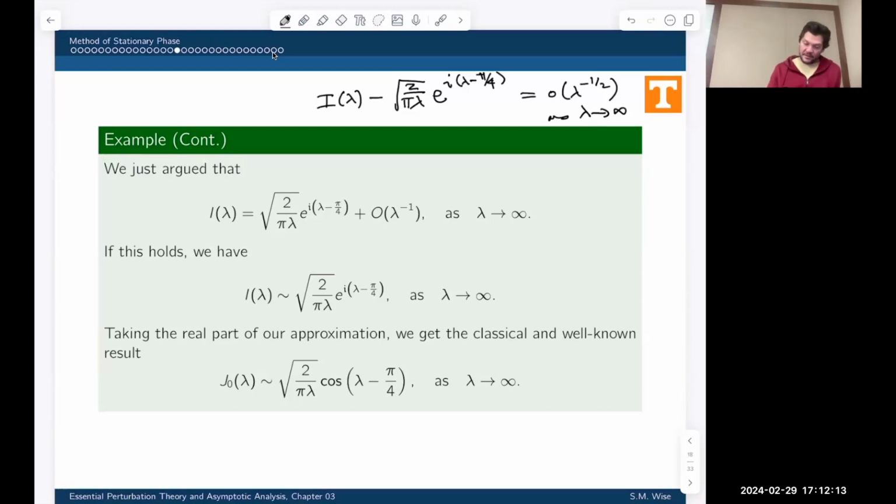But if this is true, then I have it, because the remainder term, which is this bit here, is big O of lambda to the minus 1. And if I multiply lambda to the minus 1 times lambda to the 1/2, and I take lambda to infinity, this goes to 0. You see why? Because this is just going to be 1 over lambda to the 1/2.